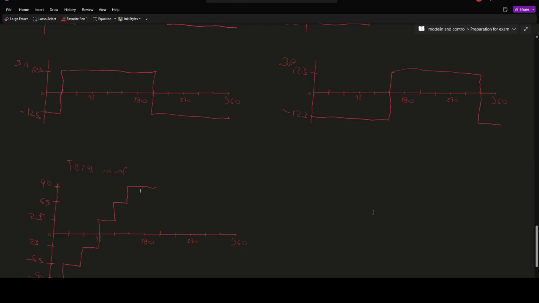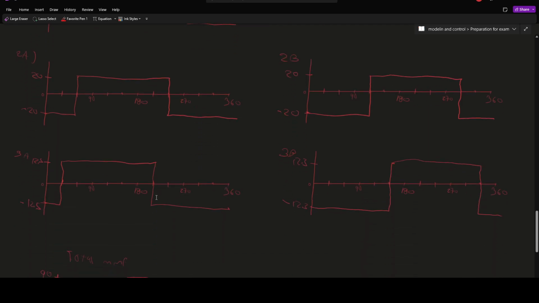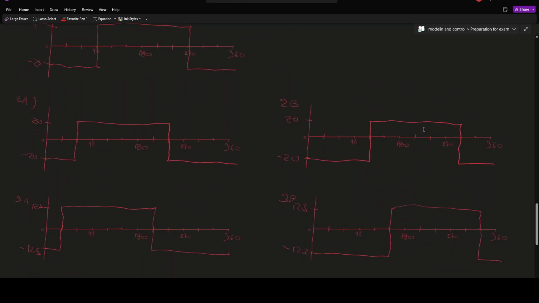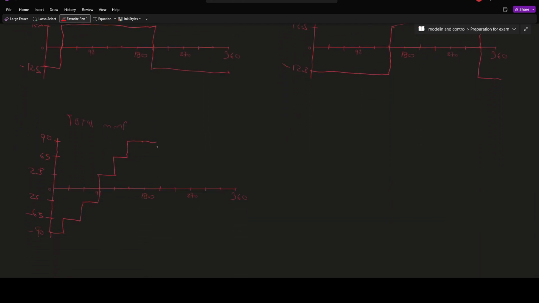And now from 210 to 240, so we got 25, 20, minus 12.5, 20, and 12.5. So that's gonna be 65. Okay, so we know that it is just gonna follow the same because they are a mirror. If you want, you can just do the rest, but we know that it's gonna be the same for the other side.